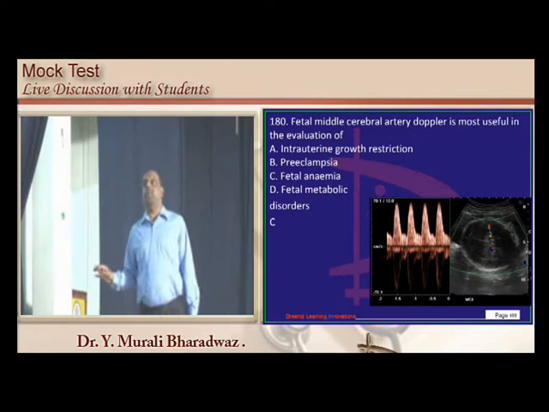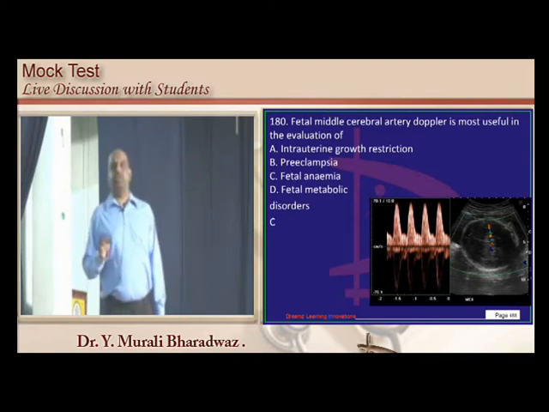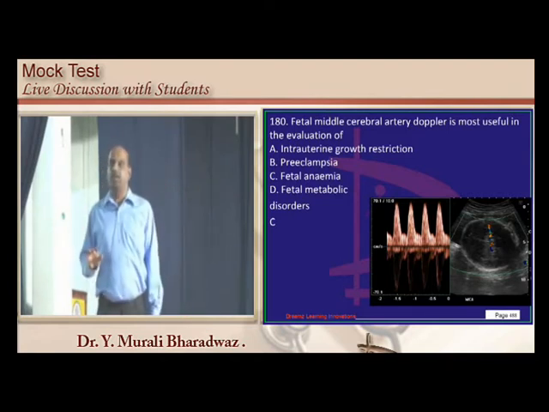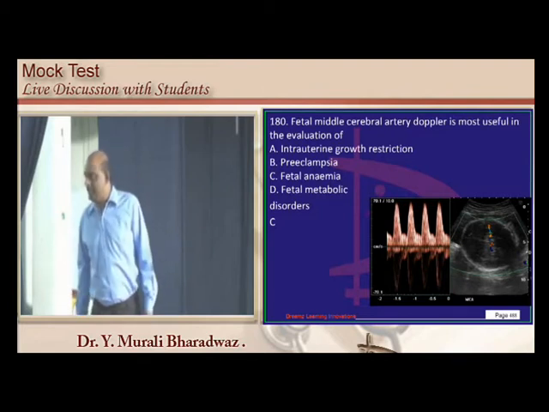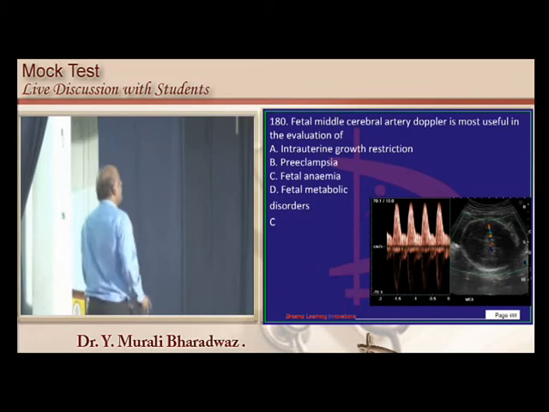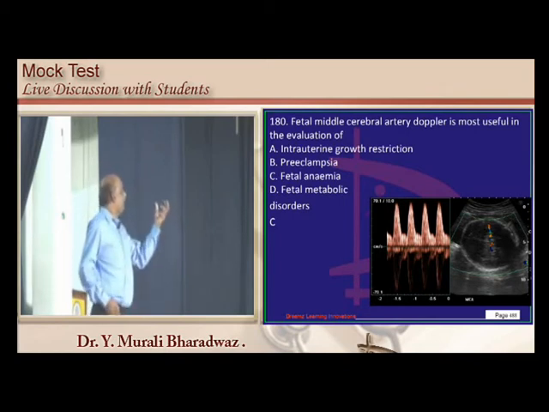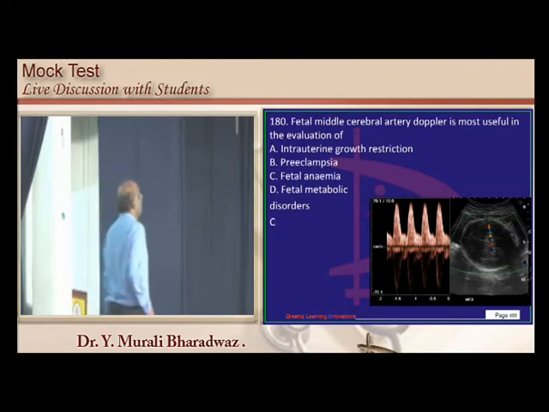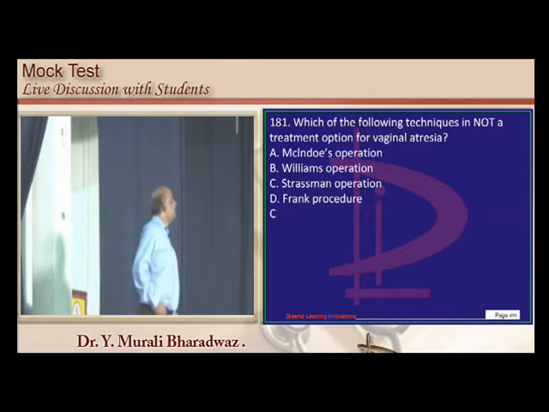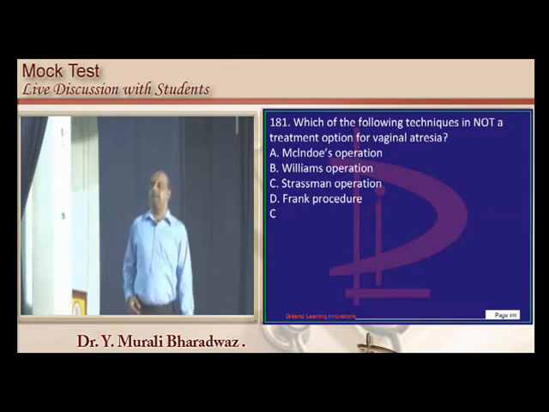Fetal middle cerebral artery Doppler, where do you do? Suppose Rh isoimmunization is there. You are expecting some hemolysis and fetal anemia. You want to monitor that. Then you will be looking for the fetal middle cerebral artery Doppler flow pattern in order to diagnose the presence of the fetal anemia. Now, McIndoe, Williams and Frank's, they are all done for vaginal atresia.